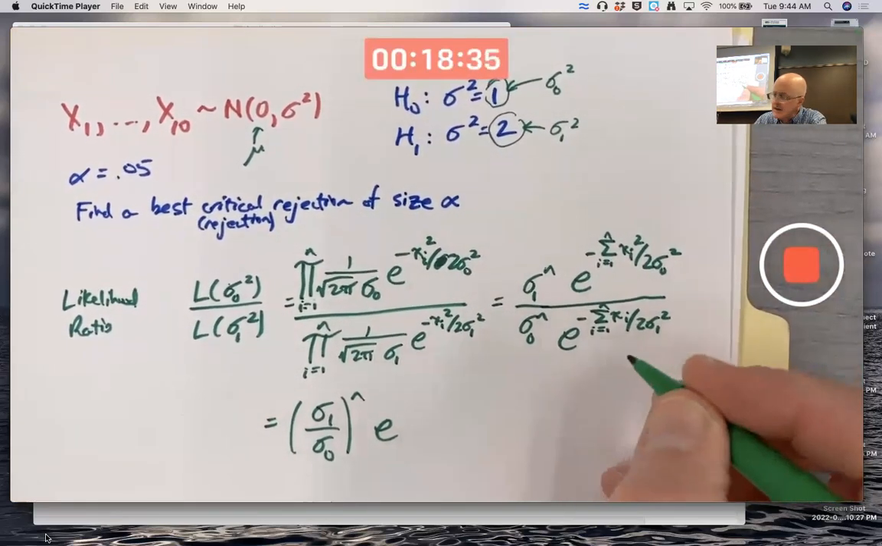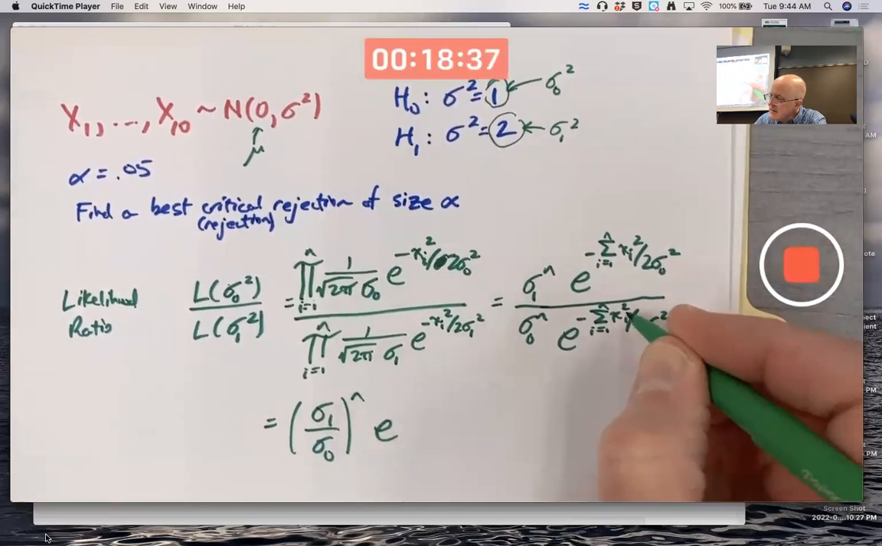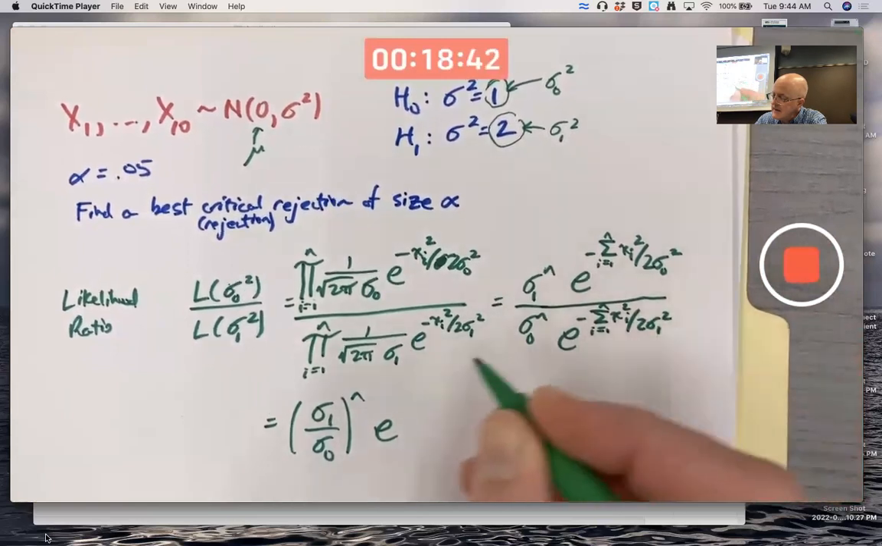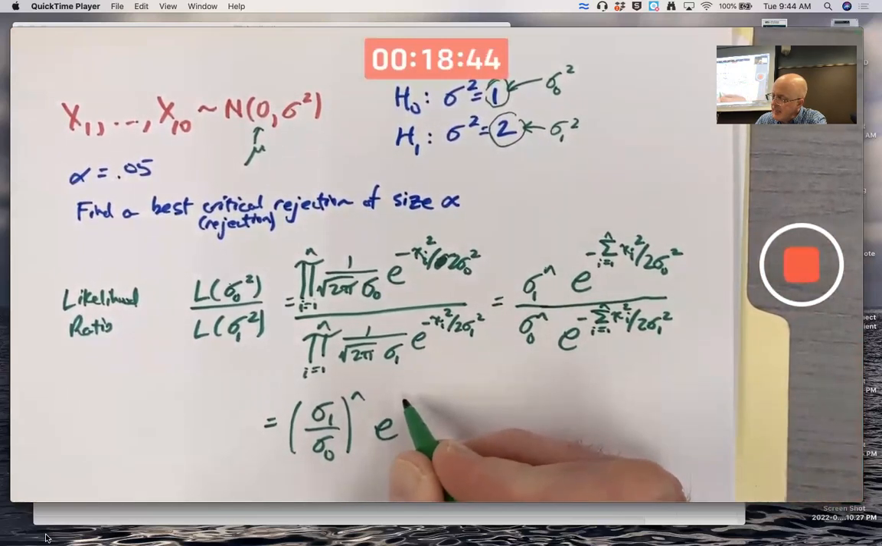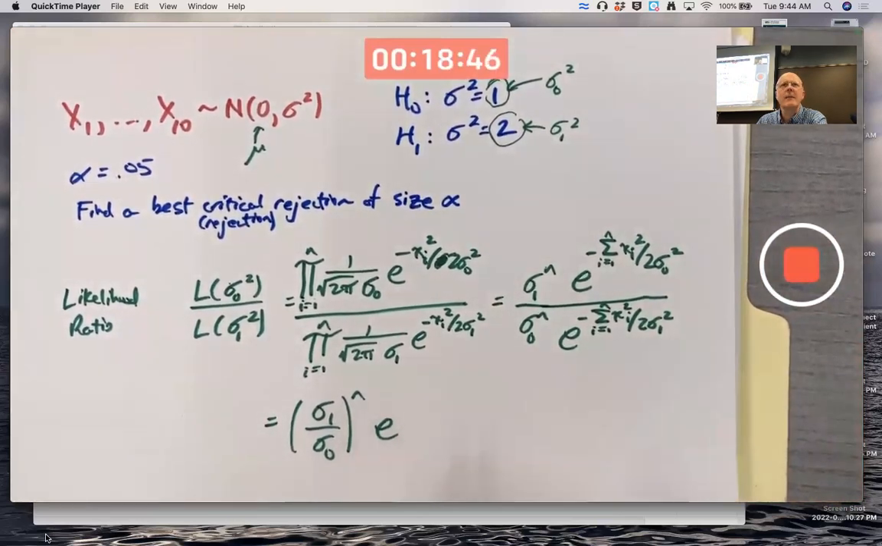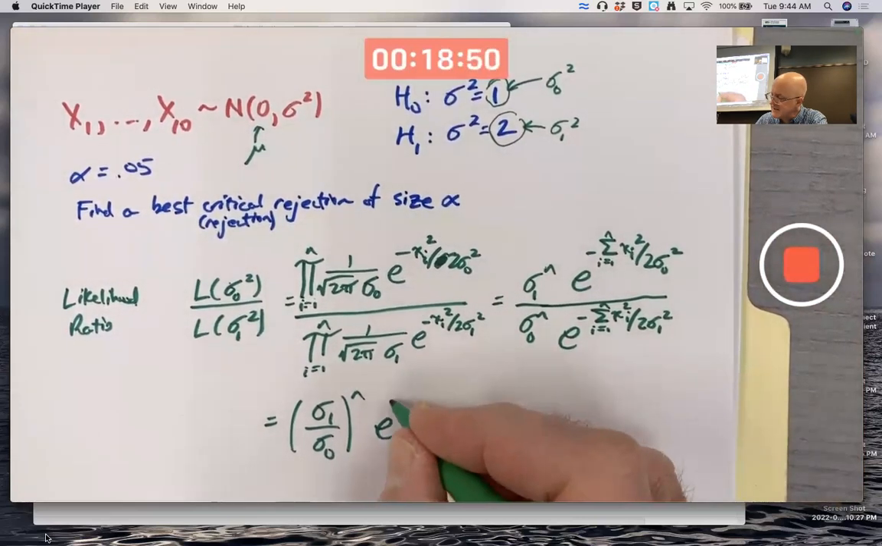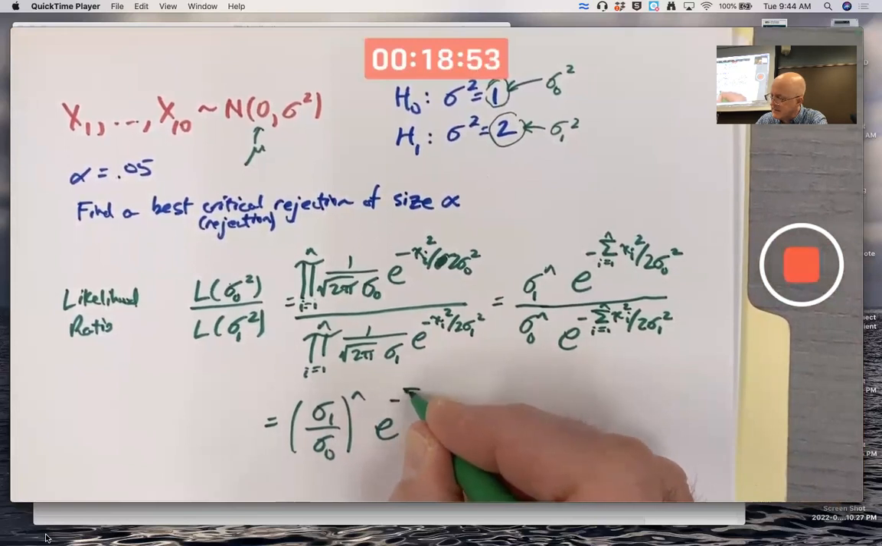Oops, I made a mistake. This should be squared right there. I forgot my square there. E to the, I could factor out this summation sign when I do the subtraction. Well, maybe, okay, let's be slower. Let's just continue taking it step by step. Try not to make a mistake.